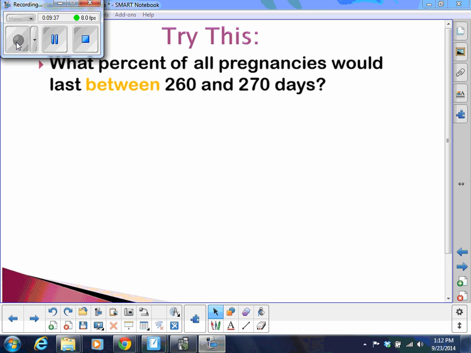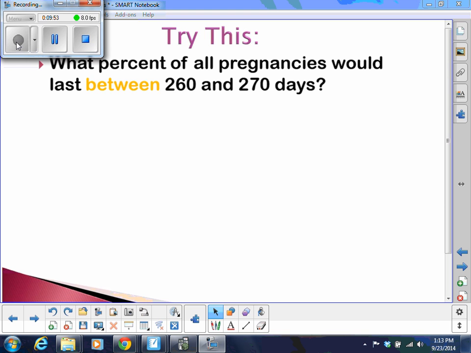Okay, so one last case. We've seen where we want to get left area. The one we just saw was when you want to get the area to the right. What if you want to be in between two values? So what percent of all pregnancies would last in between 260, 270 days?